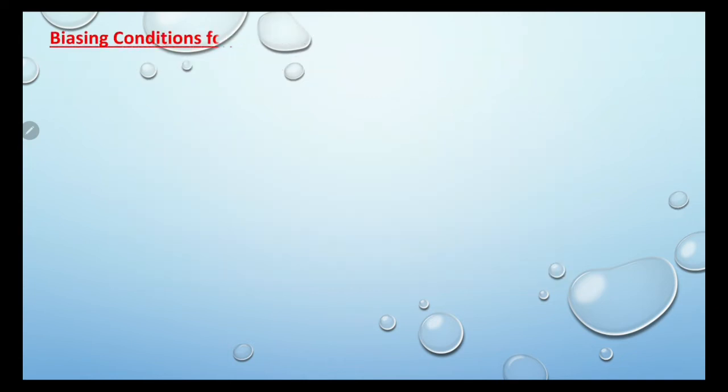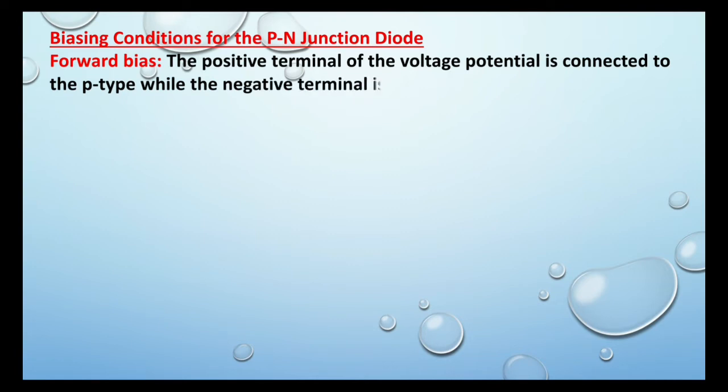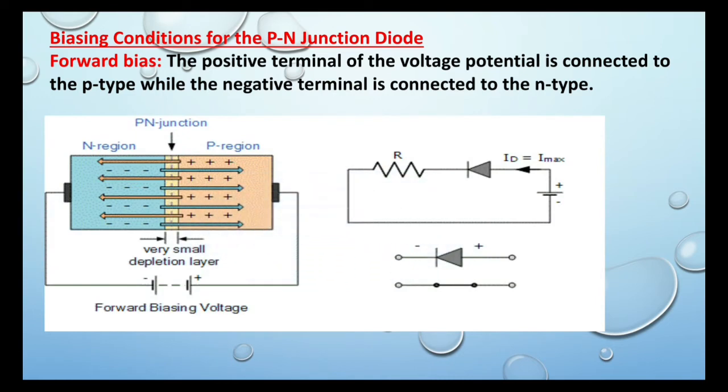Now coming to the biasing of a diode. There are two types of biasing conditions: one is forward bias and the other is reverse bias. So what is forward bias? If the positive terminal of the battery is connected to the P side and the negative terminal of the battery is connected to the N side, as you can see in the picture, this is known as the forward biasing of a PN junction diode, and this is its symbolic representation.